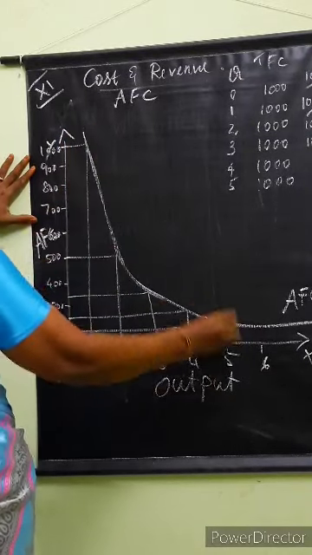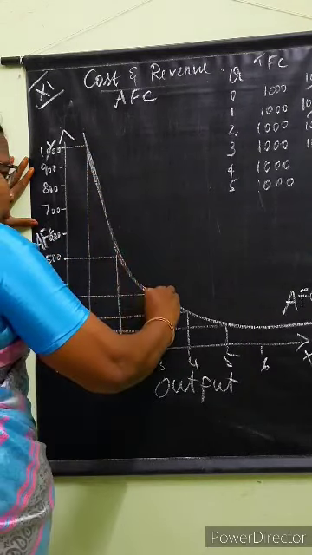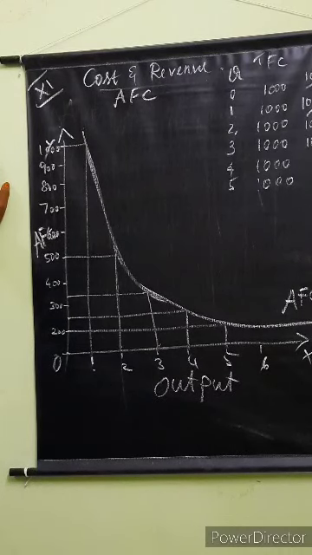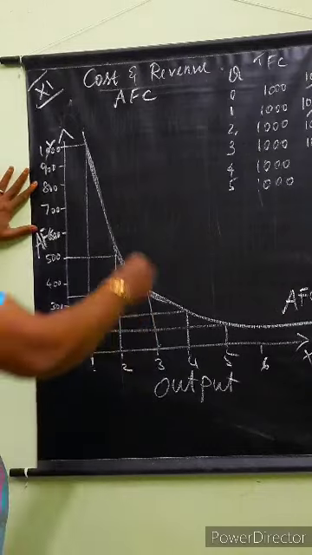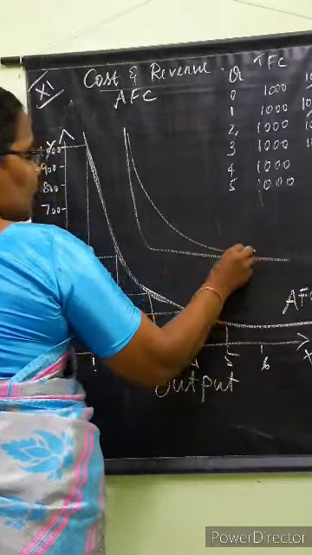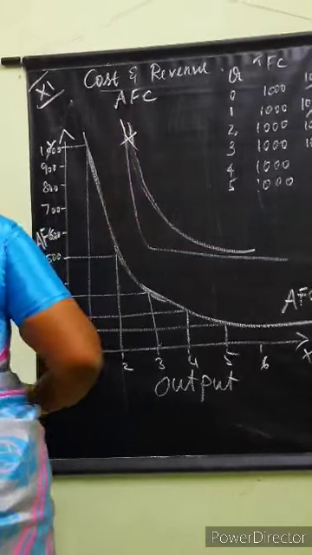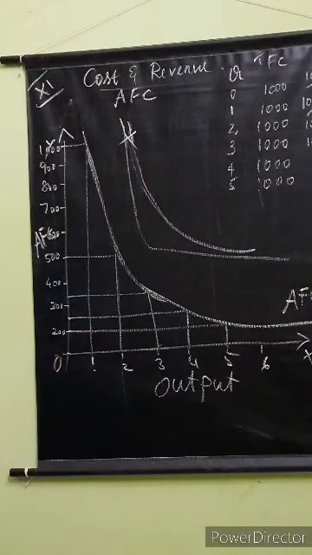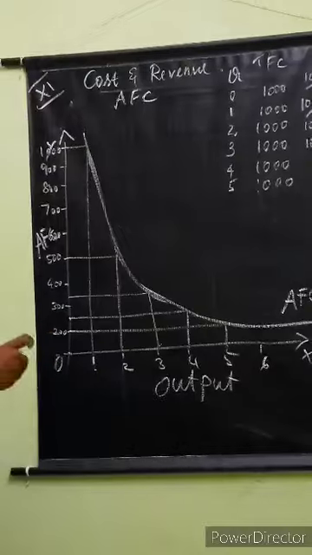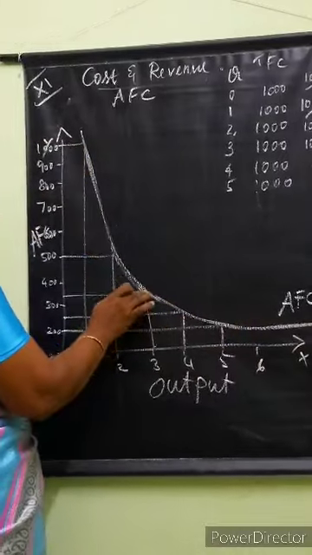It never touched the y-axis or x-axis. The curve is a rectangular hyperbola. I already taught you this while teaching indifference curve analysis and isoquants: a rectangular hyperbola never touches the x-axis or y-axis. It will be like this. So here also, the average fixed cost curve is a rectangular hyperbola. It never touches the x-axis or y-axis.